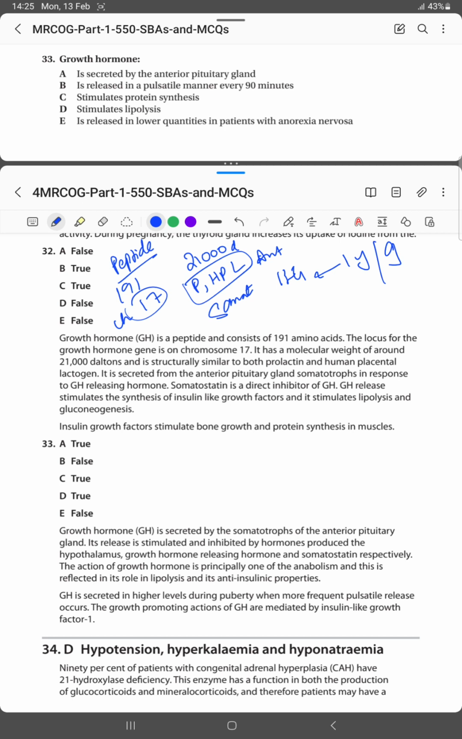Growth hormone is secreted at high levels during puberty, when more frequent pulsatile release occurs, and growth promotes the actions of the growth hormones. They are mediated by insulin-like growth factor 1.